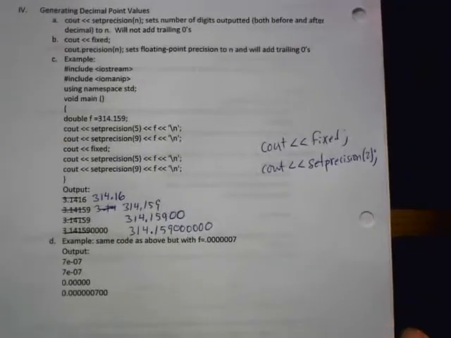So if you were running a program and you wanted to print things that were money, you would typically always want exactly 2 decimal places after the decimal. So you do a cout fixed, a cout setprecision 2, which would always give you 2 decimals.